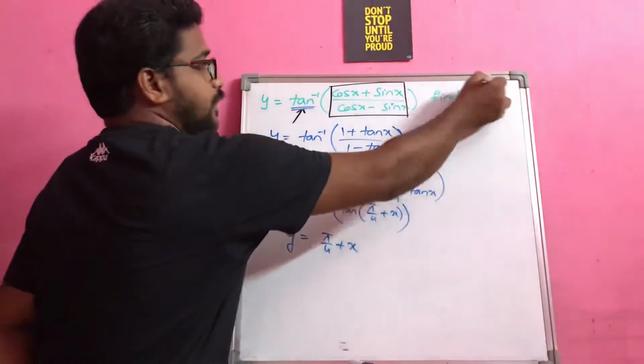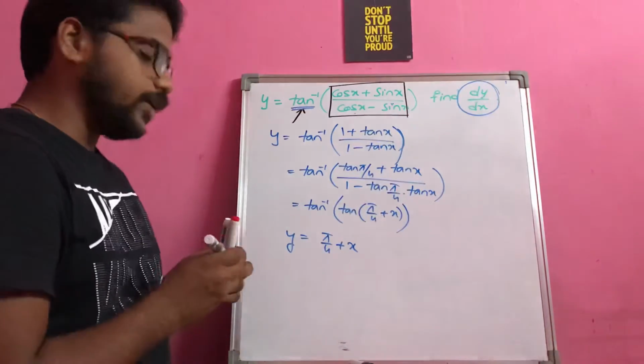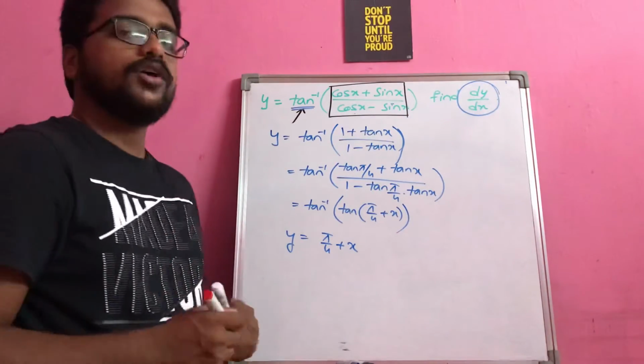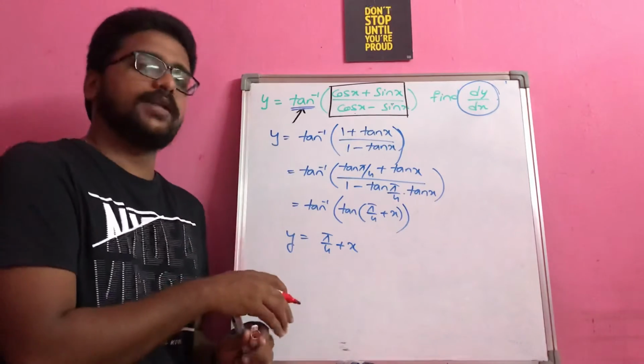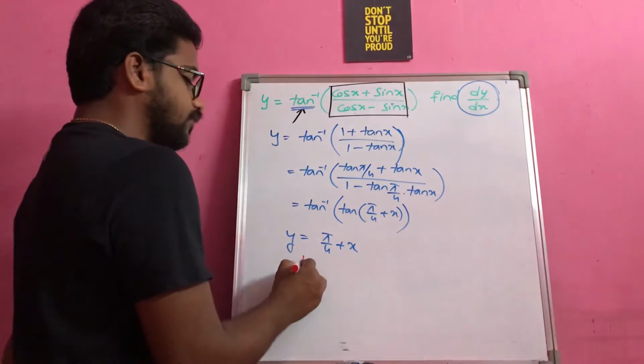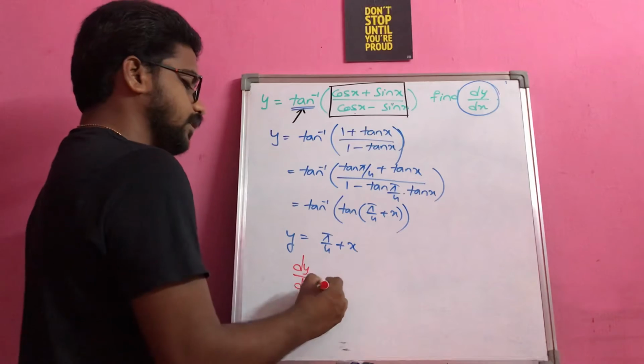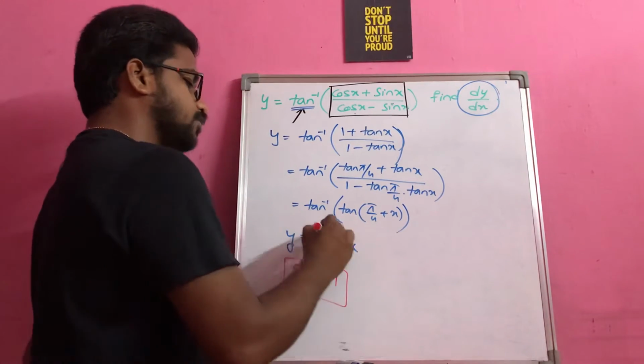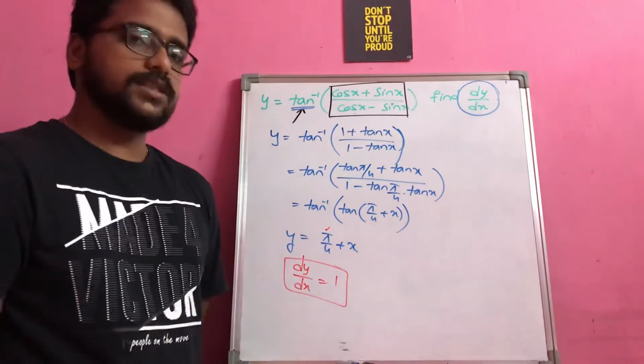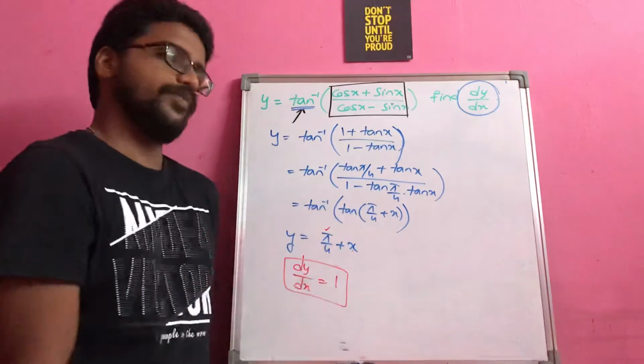See, our requirement is dy by dx, but till now we didn't apply any differentiation at all. We just simplified the inverse trigonometric function. Now if you apply the differentiation, dy by dx will be equal to 1, because pi by 4 is a constant whose derivative is 0 and the derivative of x is 1.